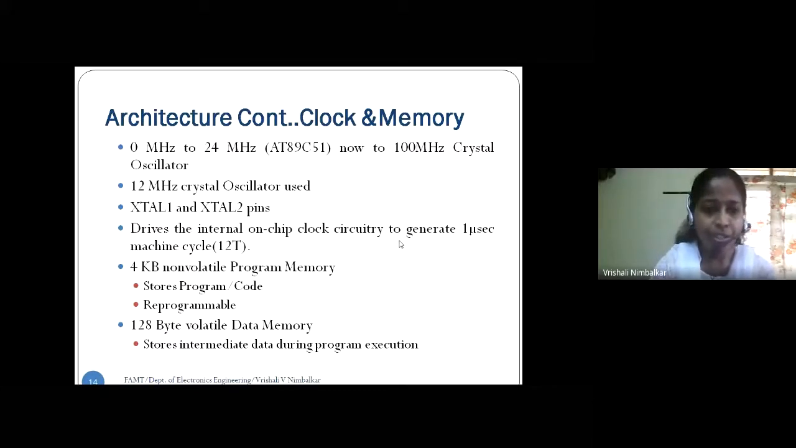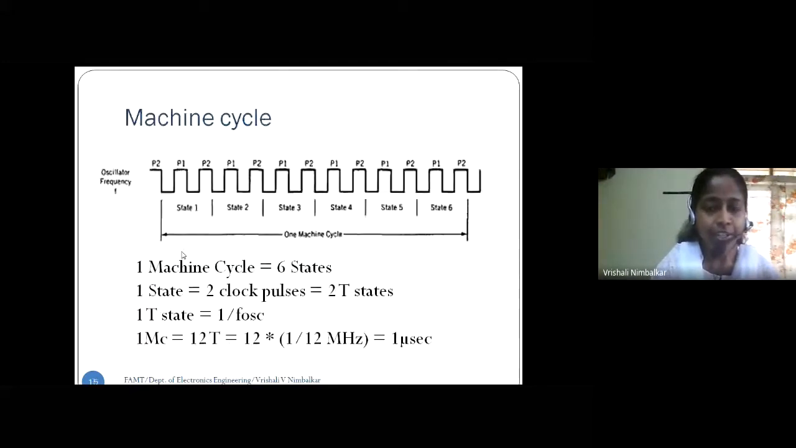Okay. Now, the last point that we were about to see: I said every instruction has a machine cycle, right? What is a machine cycle? It is the time taken to fetch, decode, and execute an instruction. So see here, a square wave has been shown. What is this? This is the oscillator frequency. We have connected a 12 megahertz oscillator, and that on-chip circuitry is producing this square wave inside. And what is the frequency of the square wave? 12 megahertz.